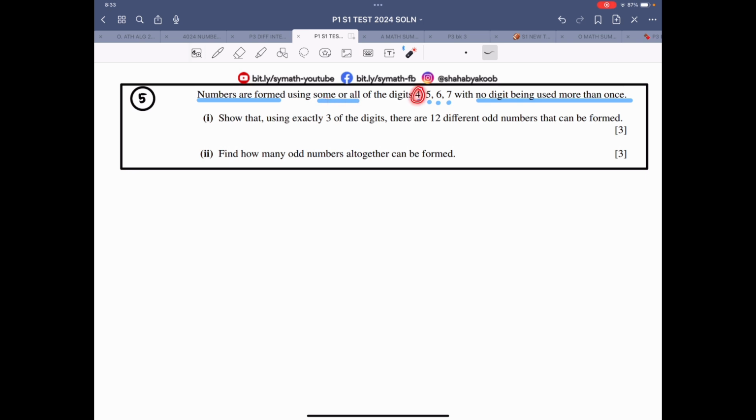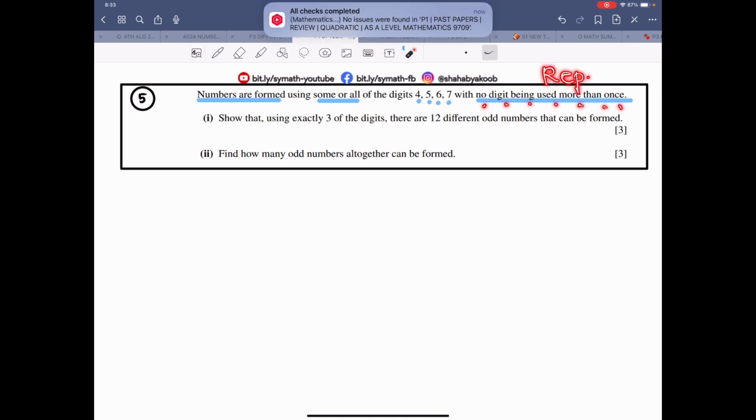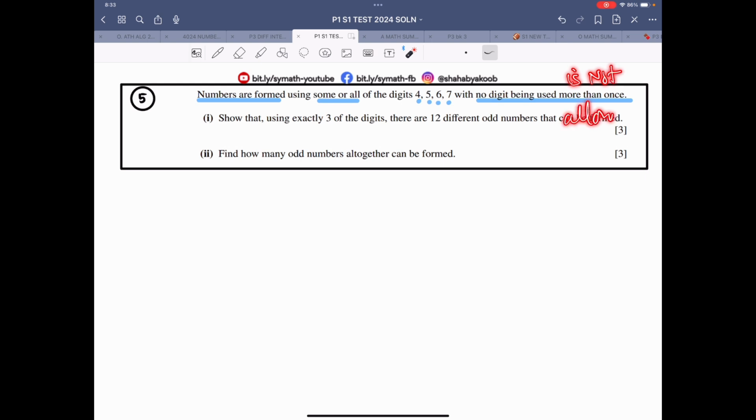That means maybe I can use one digit, I can use two digits, I can use three digits, I can use all four digits. No digit being used more than once, that means repetition of digits is not allowed. Now let's look at the first part. It says show that using exactly 3 of the digits, there are 12 different odd numbers that can be formed. So they have already given us the answer as 12. Basically, we have to form a 3-digit number.